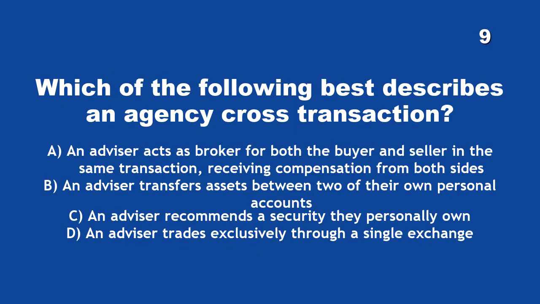Which of the following best describes an agency cross-transaction? Option A, an advisor acts as broker for both the buyer and seller in the same transaction, receiving compensation from both sides. Option B, an advisor transfers assets between two of their own personal accounts. Option C, an advisor recommends a security they personally own. Option D, an advisor trades exclusively through a single exchange. The correct answer is A, an advisor acts as broker for both the buyer and seller in the same transaction, receiving compensation from both sides.